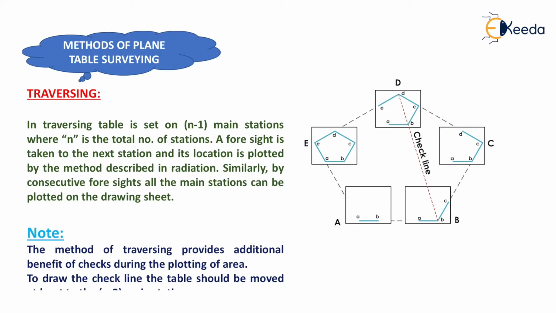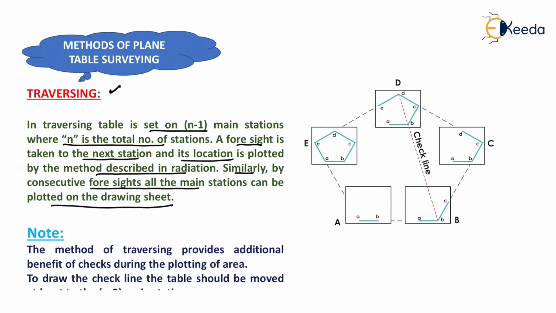Now the next method is traversing. In the traversing method, the table is set on n-1 main stations, where n is the total number of stations. A foresight is taken to the next station and its location is plotted by the method described in radiation. Similarly, by consecutive foresights, all the main stations can be plotted on the drawing sheet.